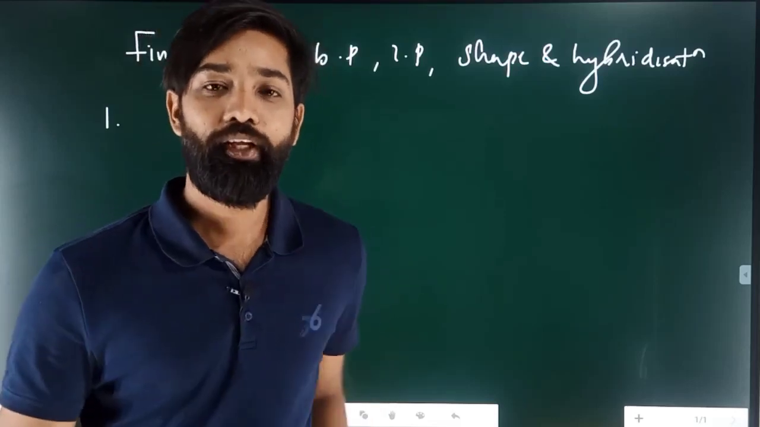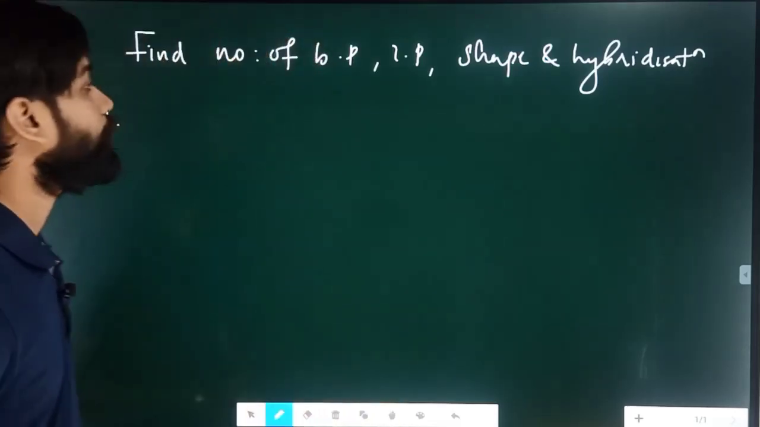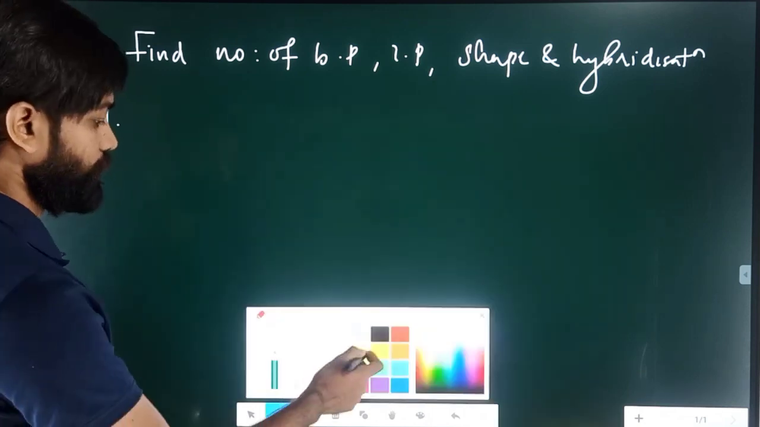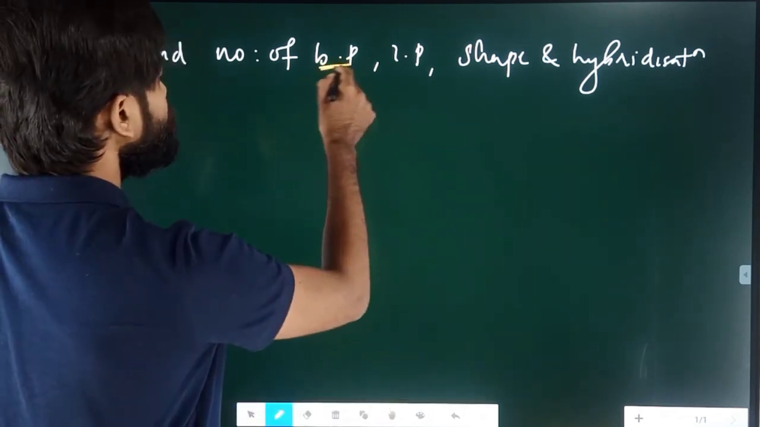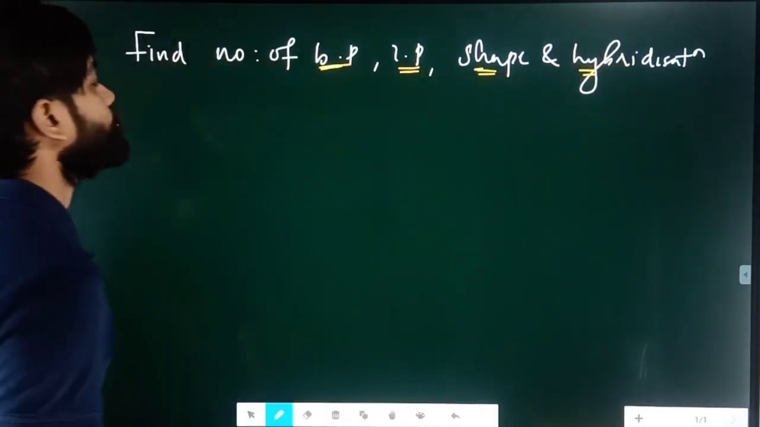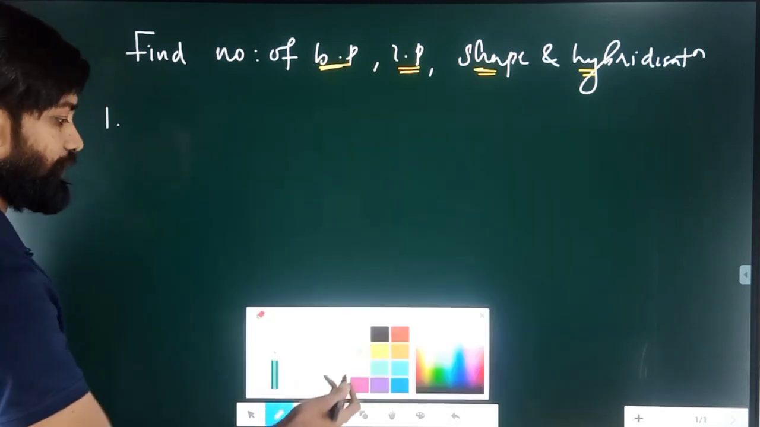Okay, welcome to the next part. In this part, let me do some questions. Find the number of bond pairs, lone pairs, shape and hybridization of the following. Okay, so I'll give you some examples.